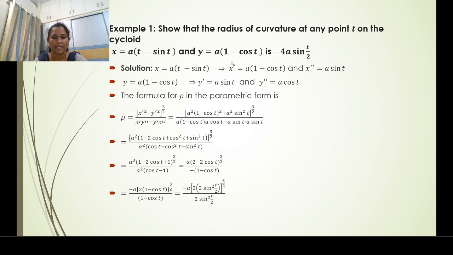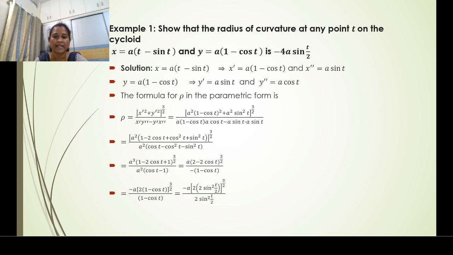So it's a parametric equation. For that reason here we have to take the parametric form, the radius of curvature in parametric form. Rho is equal to x dash square plus y dash square to the power of 3 by 2, all divided by x dash y double dash minus y dash x double dash.